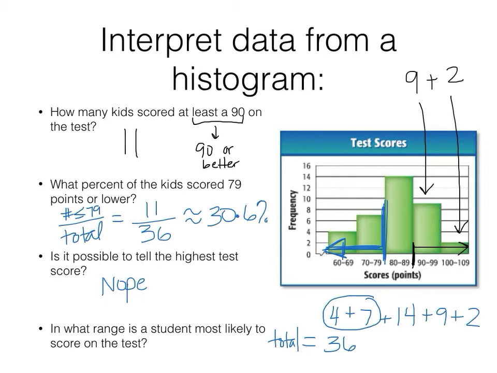In what range is a student most likely to score on the test? Well, that should be really easy. Look at your histogram. Which one is the one that has the most in it? It would be our 80 to 89 category, because it is the tallest. So between an 80 and an 89%. That would be the most likely interval for a kid to score, because that's where most of the scores were. So most of the scores were B's.